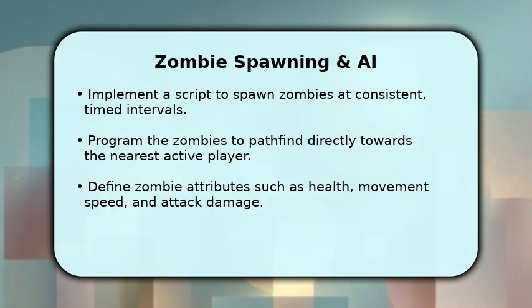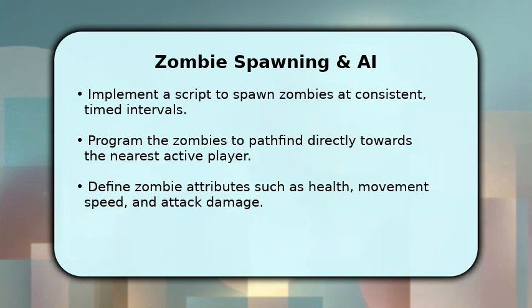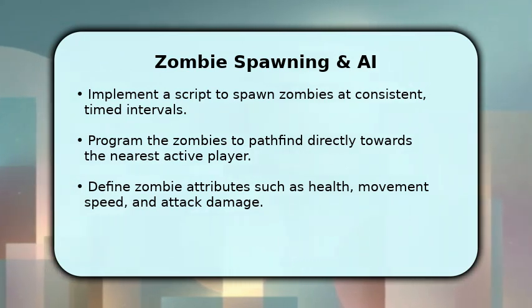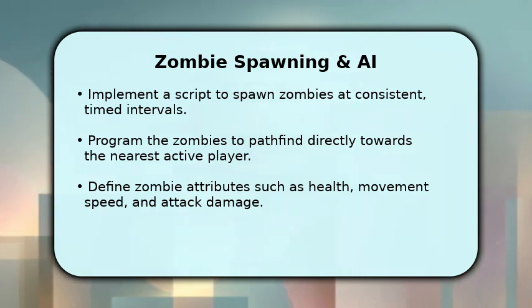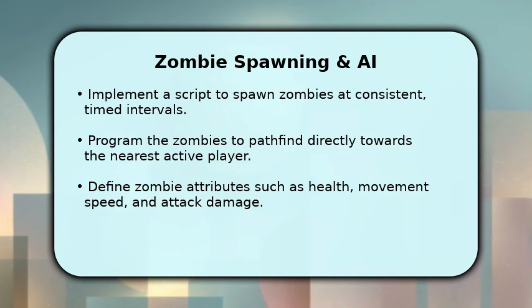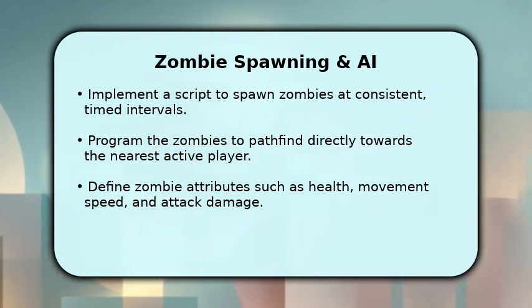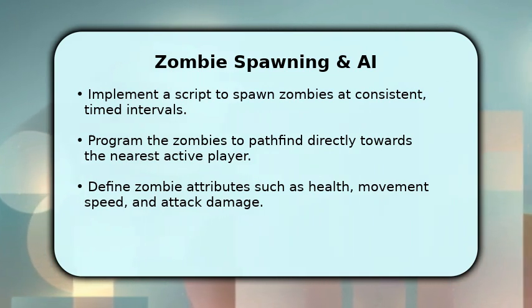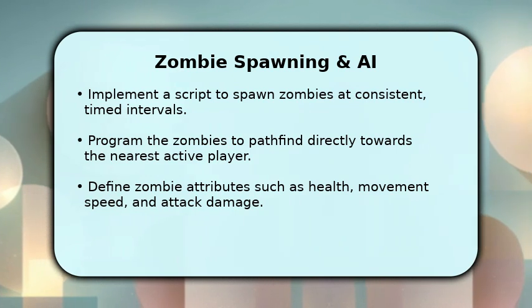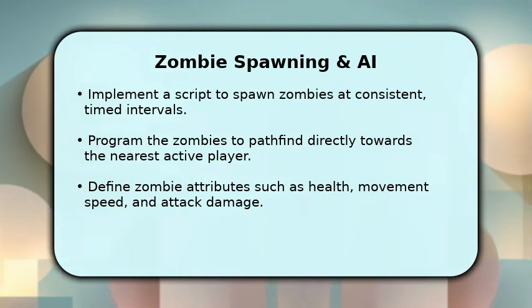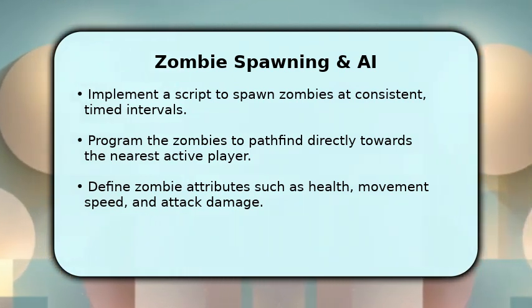Next, let's bring your zombies to life. You'll need a script to manage their spawning, perhaps every 5 to 10 seconds, increasing with each wave. Crucially, program their artificial intelligence to relentlessly pursue the closest player. Assign them specific characteristics, like 100 health points, a moderate movement speed, and an attack that deals 10 damage per hit, making them a tangible threat.